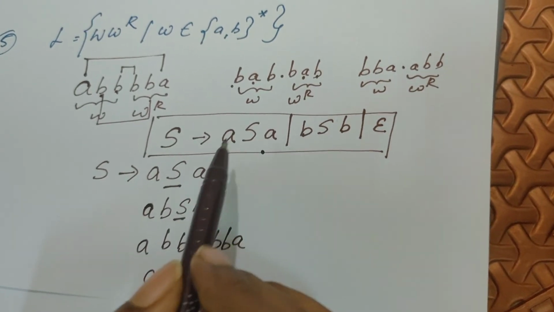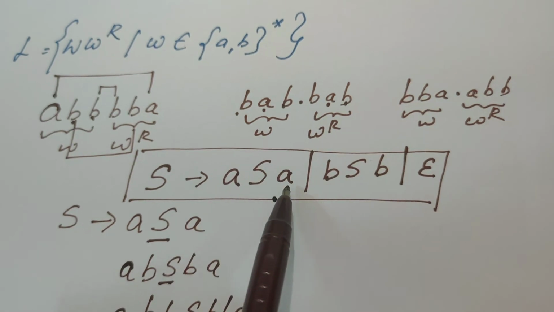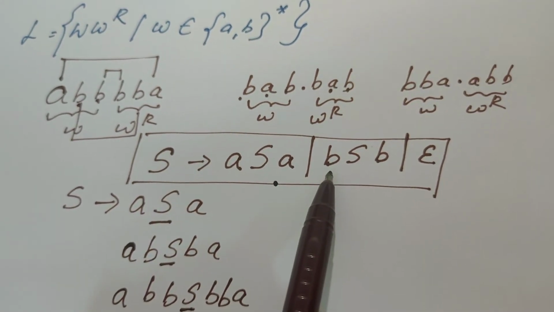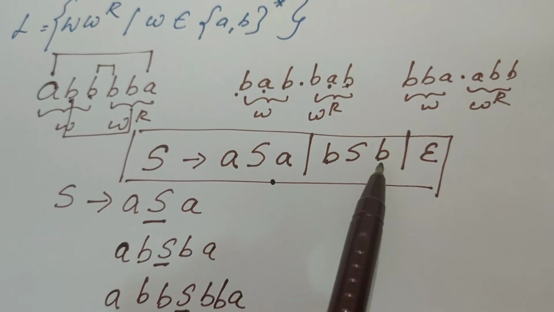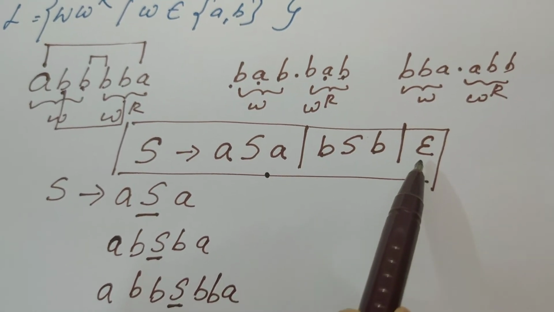The logic is very simple. When you introduce A on the left-hand side of the string, we should equally introduce another A on the right-hand side. If B is introduced on the left-hand side of the string, a B must be introduced on the right-hand side. Finally, to terminate the growth of the string, we have to use epsilon.